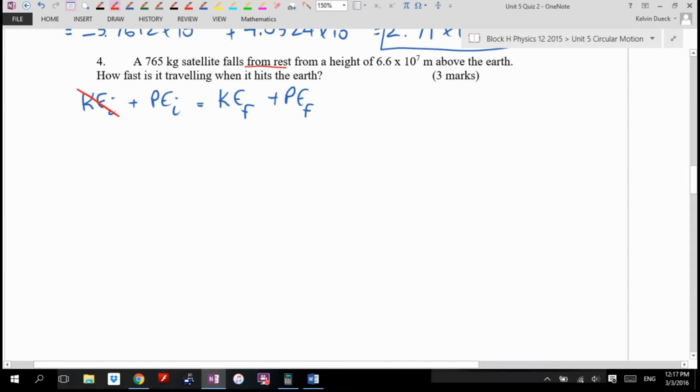Now understand this is kind of garbage because satellites can't be at rest. If they're satellites, they have to be moving. But you know what? Let's pretend it fired its retro rockets and brought itself to a dead stop up there and then came crashing back down. There's our little thought experiment.